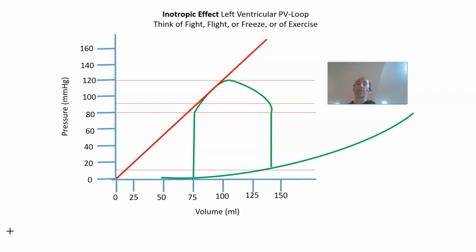Number 4 is going to focus on something called the inotropic effect. Again, we're still in the left ventricle. Think of the fight or flight or freeze response or exercise.